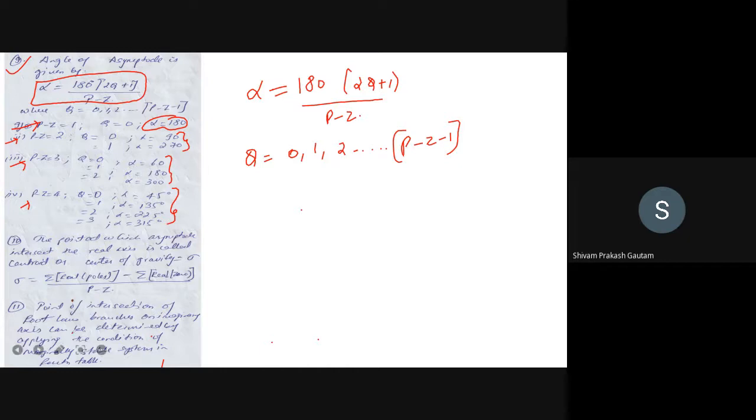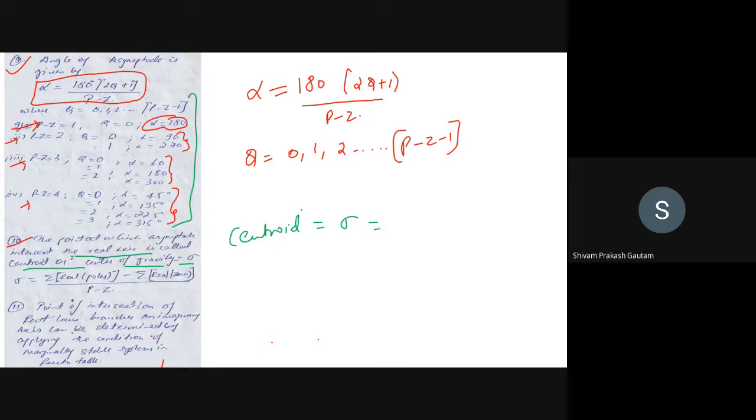Now next point, there is step number 10. The point at which the asymptote intersects the real axis is called the centroid or center of gravity, which is given by sigma. And what is the centroid? The point at which the asymptote intersects the real axis, because the asymptote is given by the angle which we have calculated. Now this angle has to be drawn from some point, right? And that point will be given by the centroid, and that centroid will be on the real axis, right?